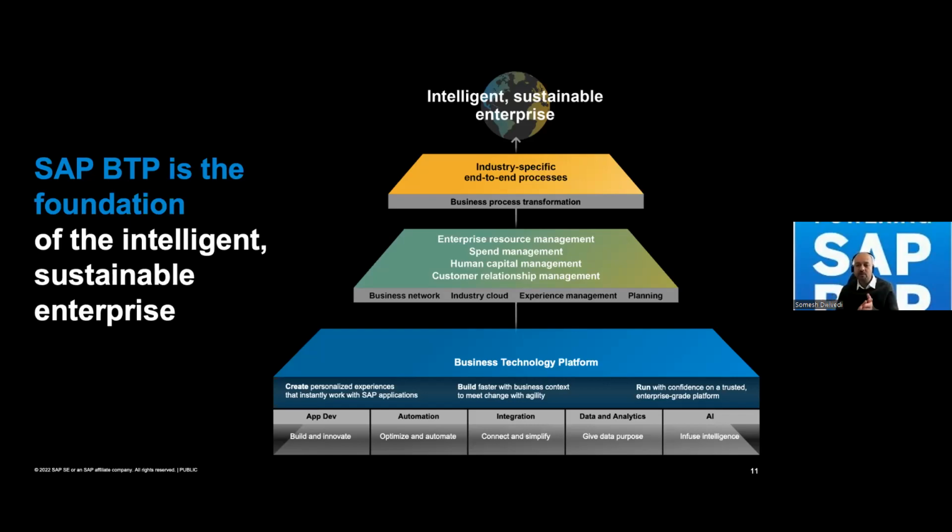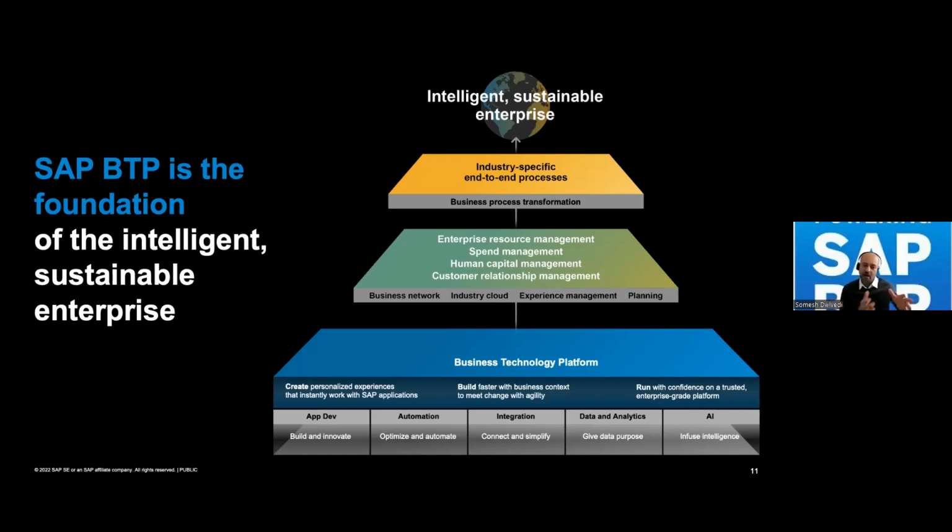Customers are able to develop faster based on the business content which is available, because it really gives them the agility. And customers are running into the business technology platform because of the confidence that they have with SAP BTP, because it's an enterprise-grade platform providing all the compliance, security, and governance measures all in place here. Now, if you see the bottom portion of this, you see the various pillars of business technology platform, which actually enable the intelligent enterprise to become more sustainable.